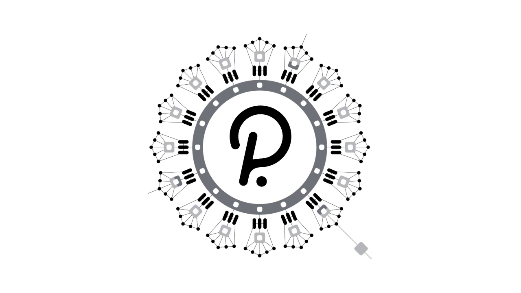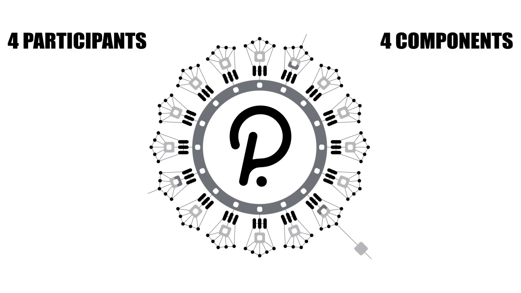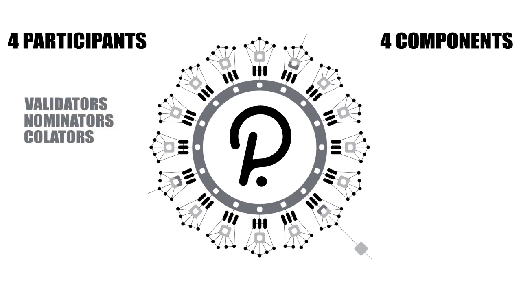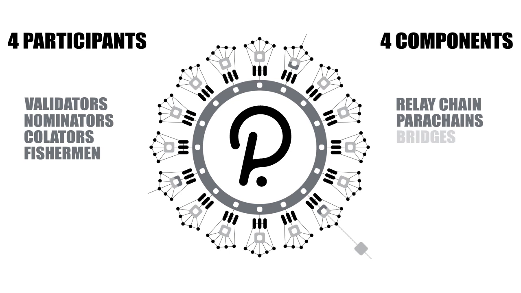The cross-chain is composed of 4 participants and 4 major components. The 4 participants are validators, nominators, collators, and fishermen. We're gonna see the role of each of these participants later on in this video. For now, we're gonna focus first on the 4 major components of the cross-chain, which are the relay chain, the parachains, the bridges, and the DOT token.